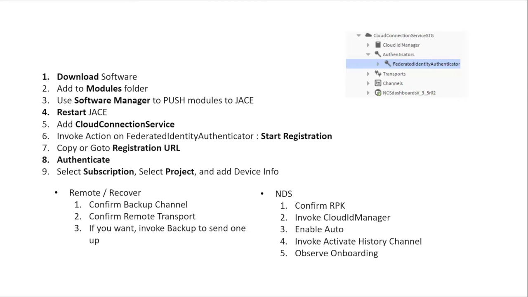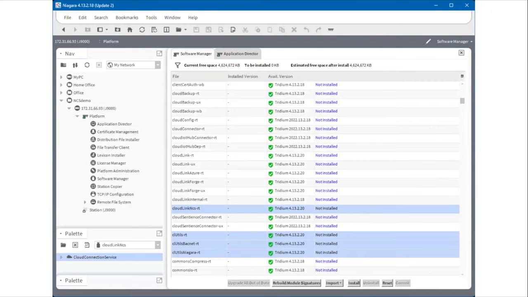For Remote and Recover, you confirm the backup channel, you confirm the remote transport, and then if you want, you can invoke a backup to send one up, right? Just kind of, hey, I got it set up, let's trigger the first one and get it saved. If you're doing the full Niagara data services, there's a couple other additional steps there. You can see at the top right of this slide that federated identity authenticator underneath of the cloud service is what you will fire off, right?